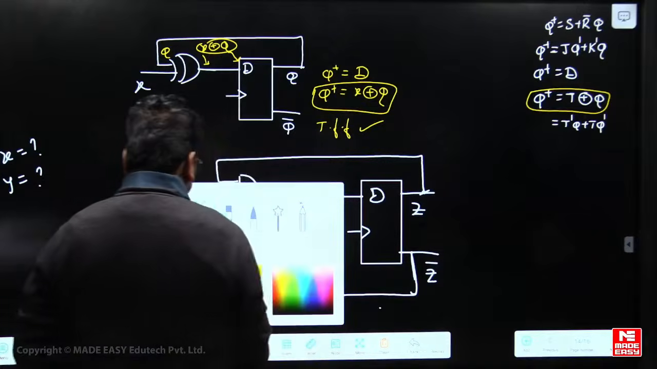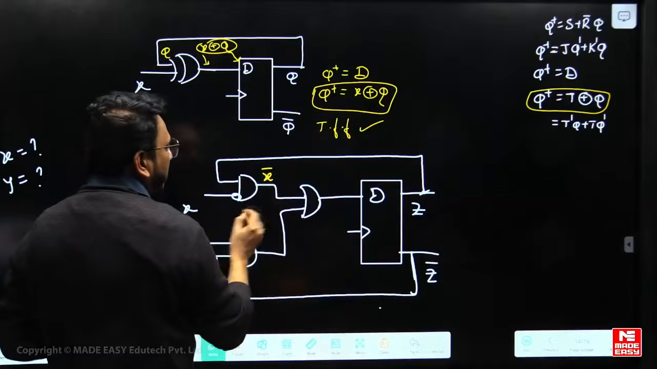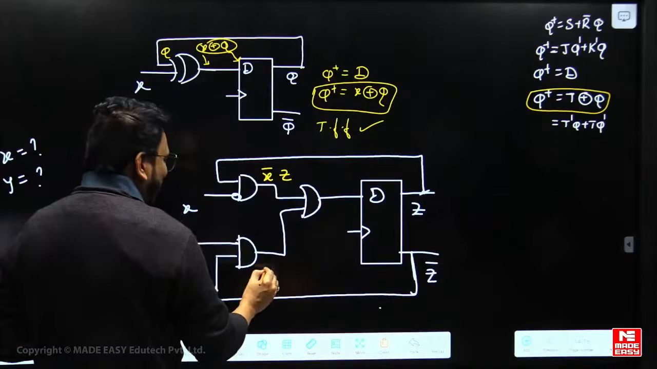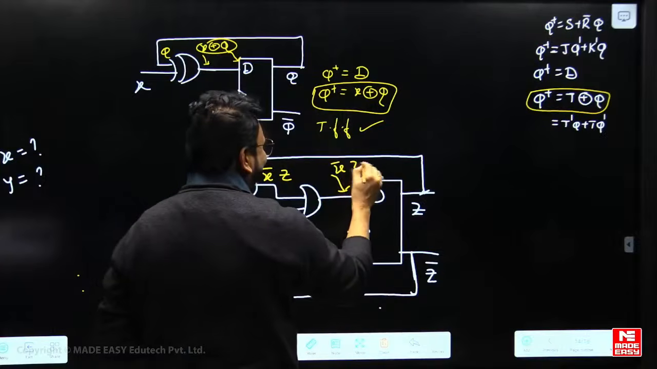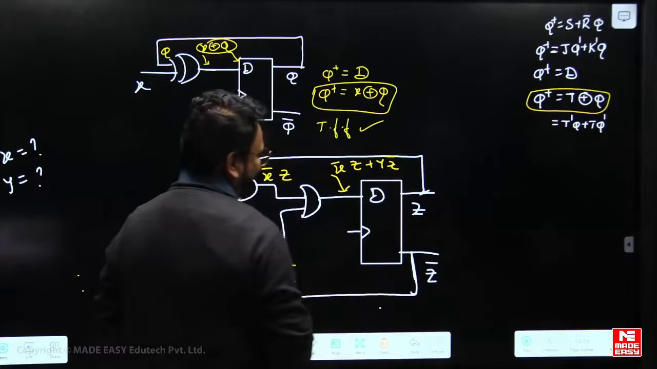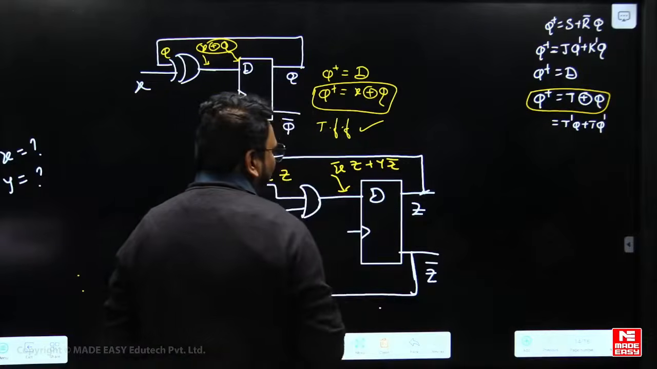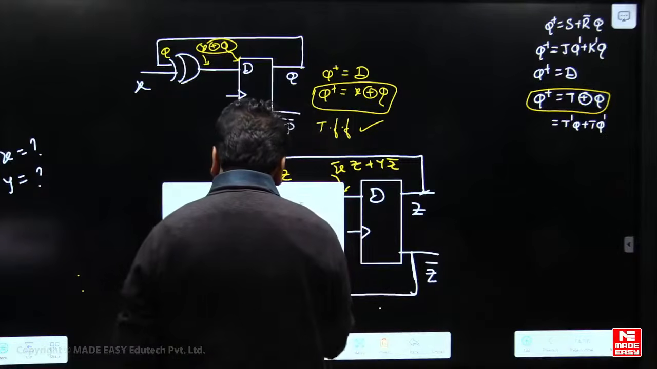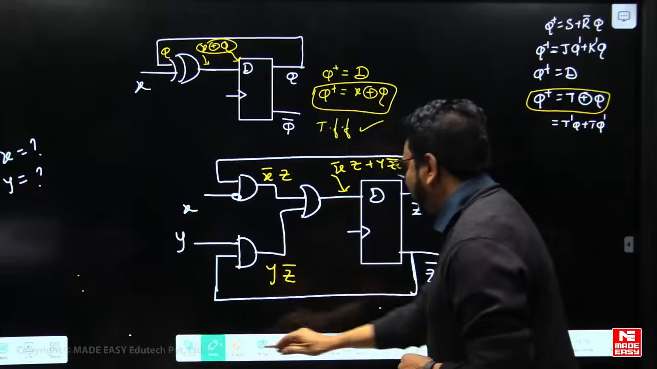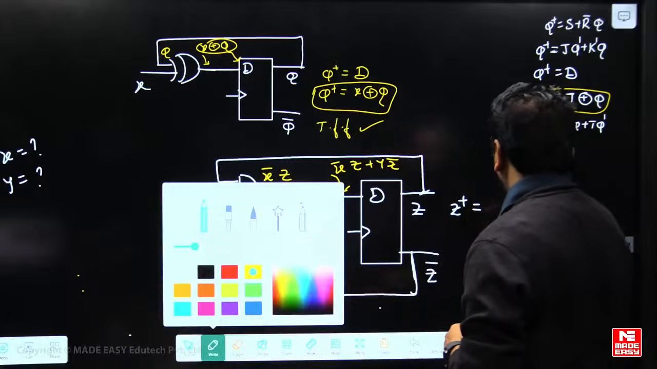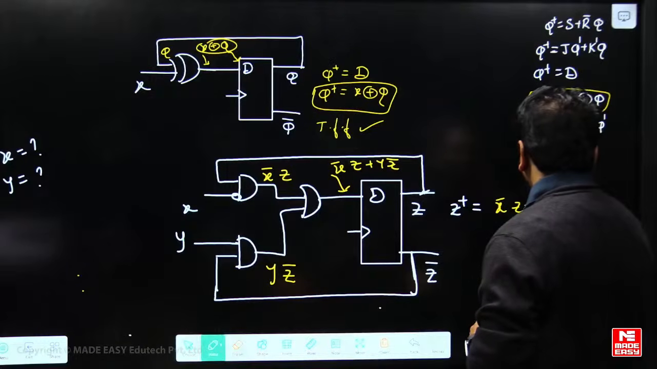Now take this one for example. Here this is X bar, it's going to be Z, and this is Y, it is Z bar. So here we are getting X bar Z plus Y Z bar. We got it, isn't it? Now tell me what we are getting. We got X bar Z plus Y Z bar.